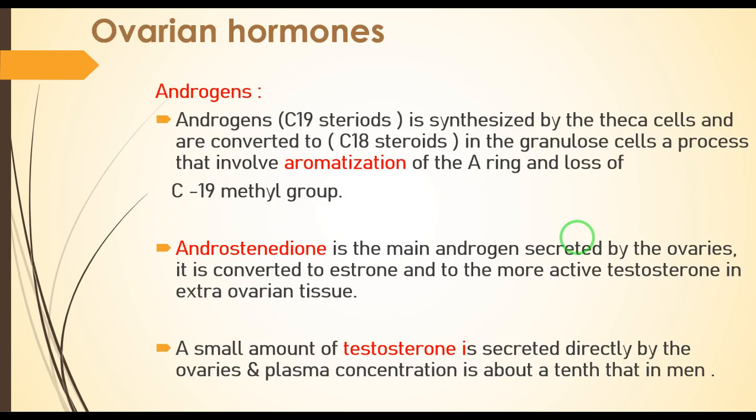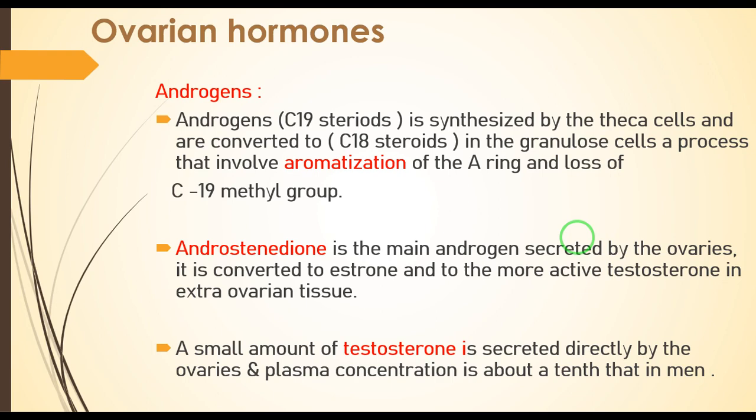Other ovarian hormones are the androgens, which are C19 steroids. They are converted to estrogens by the process of aromatization using the enzyme aromatase. And we have two main androgens in the female. Testosterone is secreted in small quantity directly from the ovary, and the concentration of testosterone is about 1 to 10 of its concentration in the male.